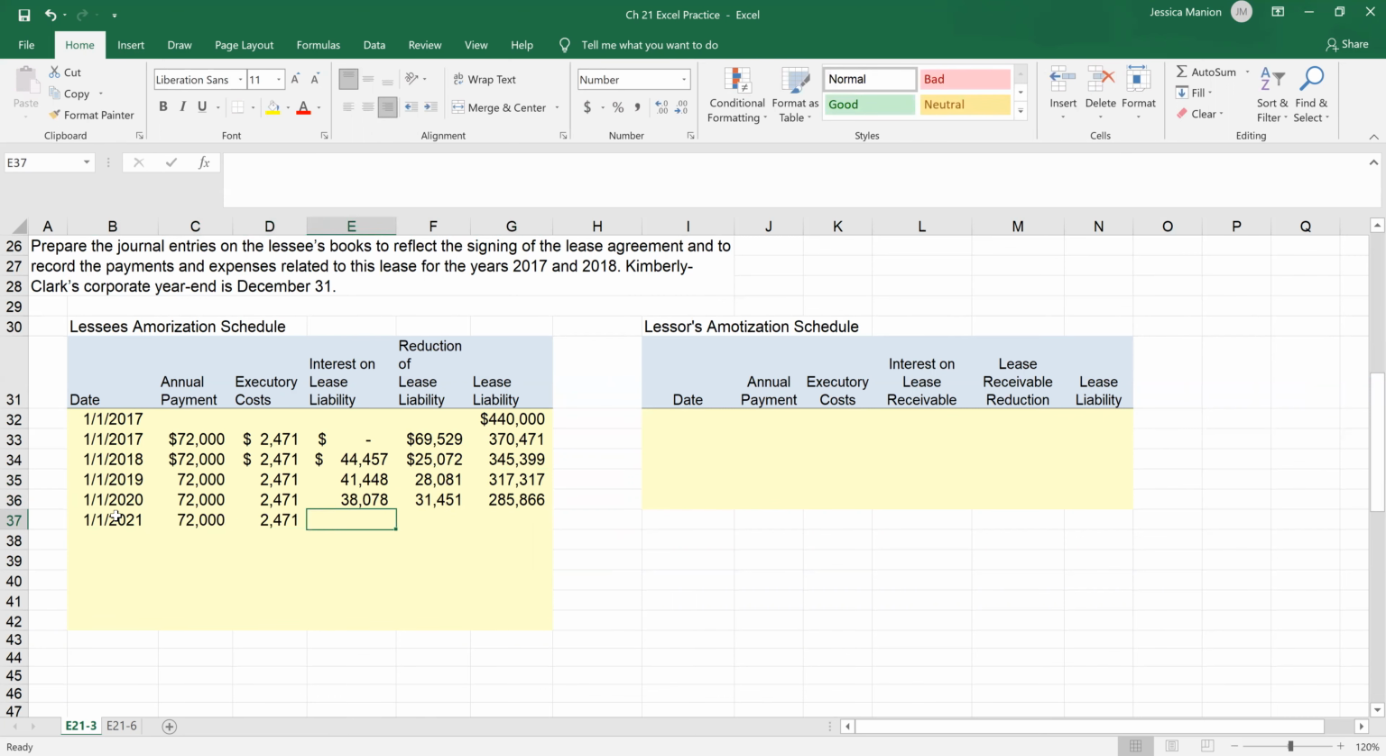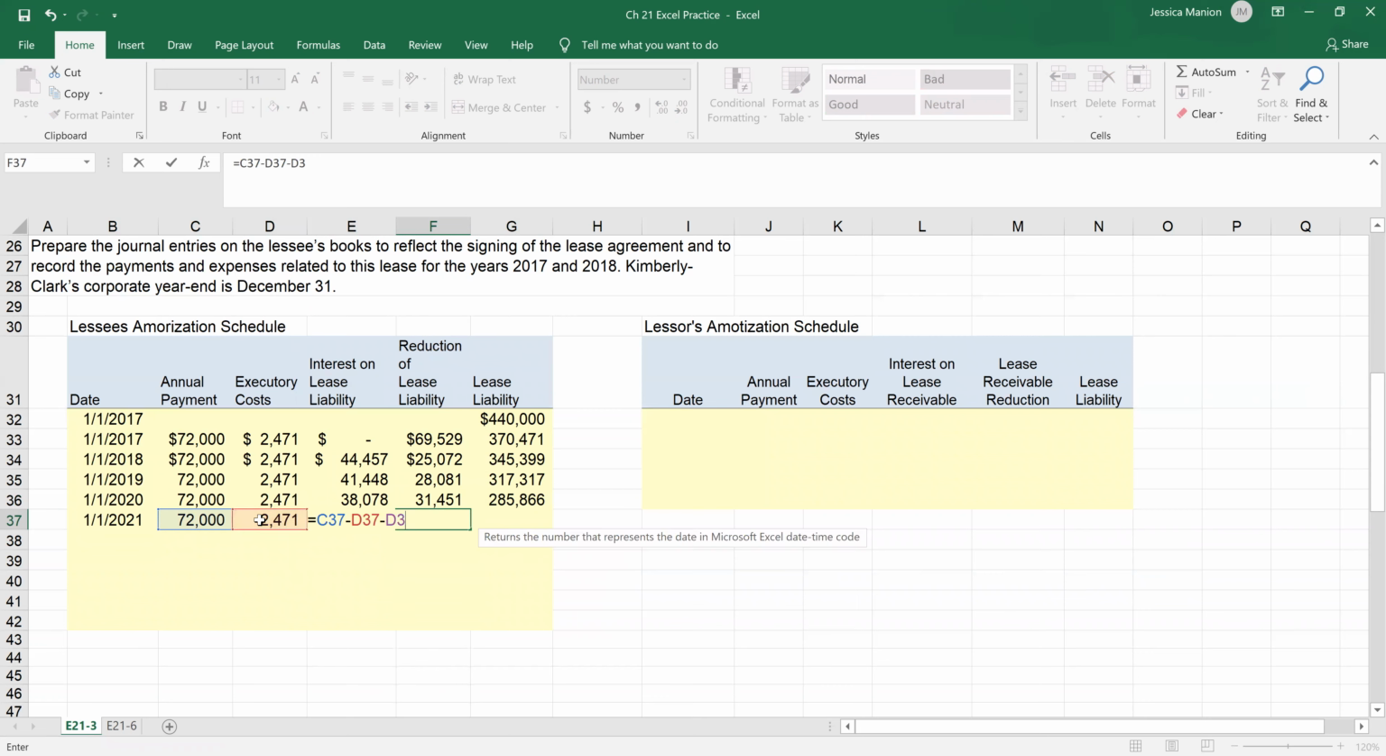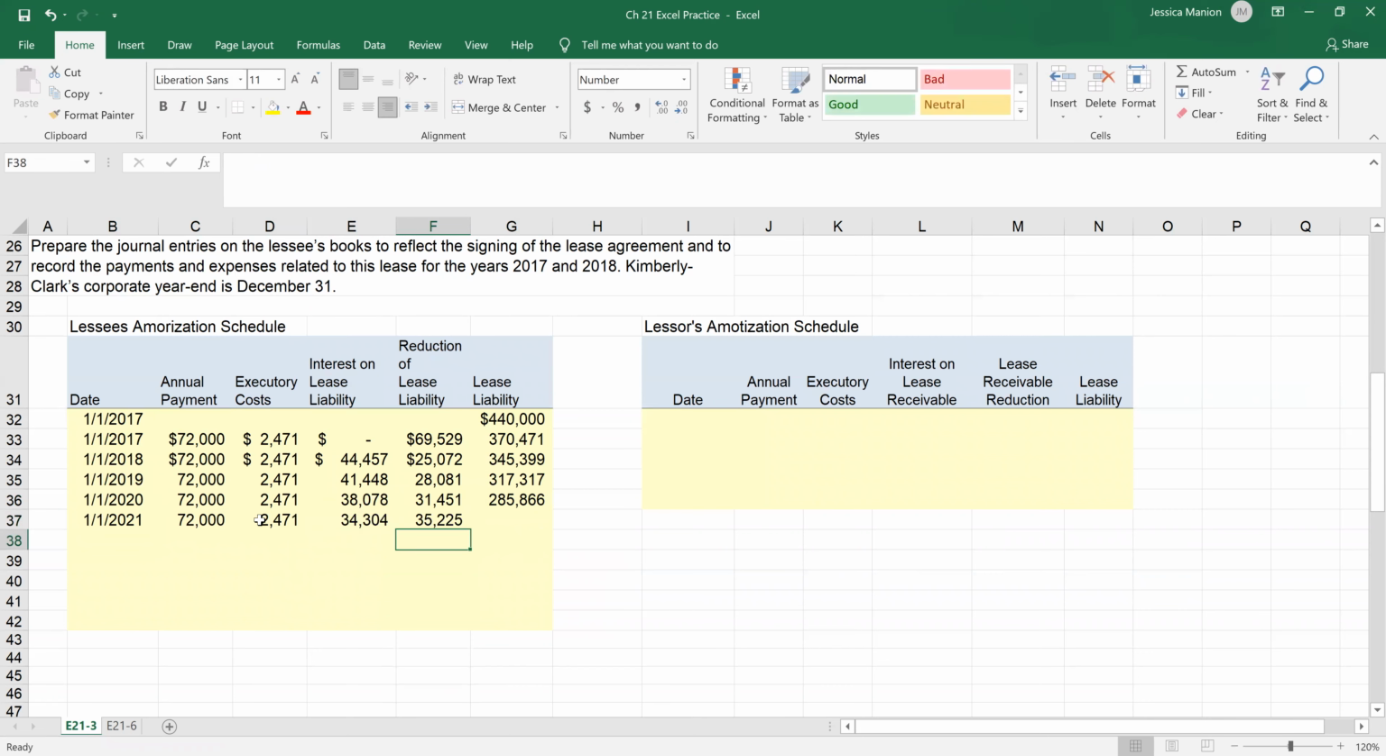72,2471 equals 285,866 times 0.12. Reduction again is equal to the payment minus the executory cost minus E37 minus the interest. All right.